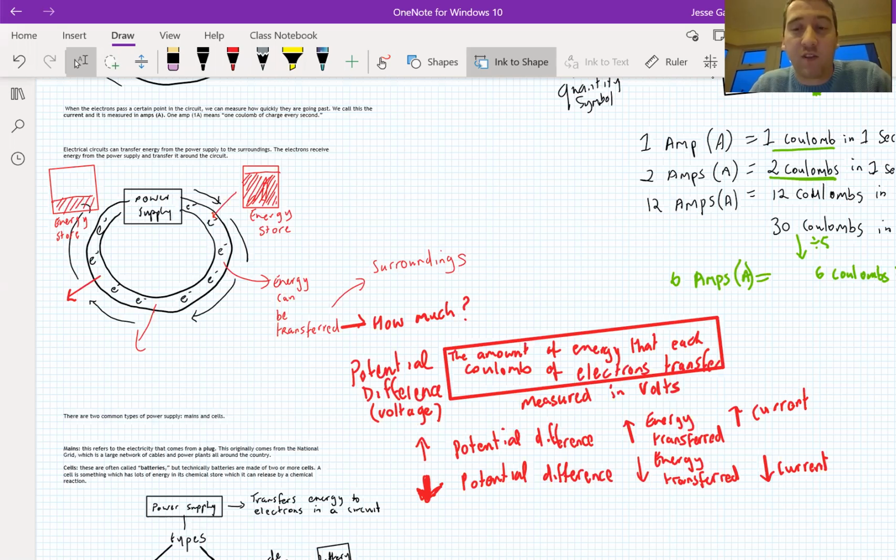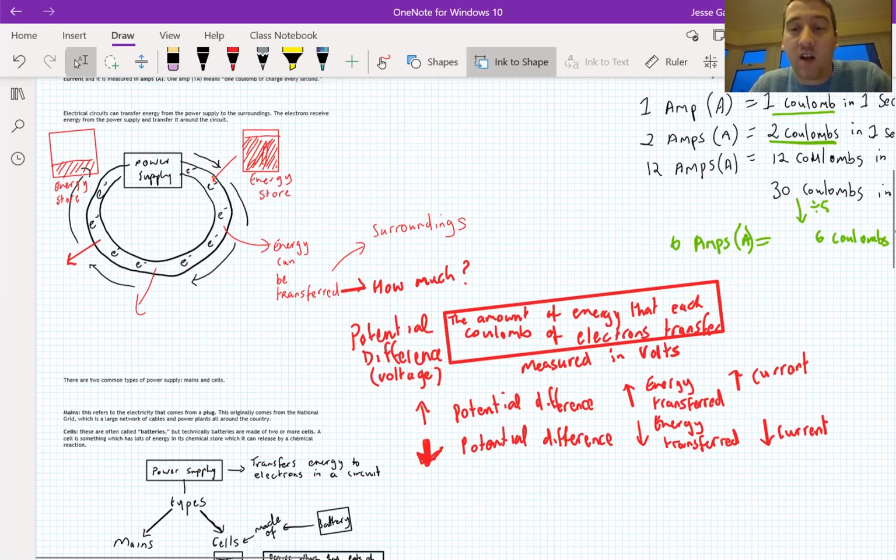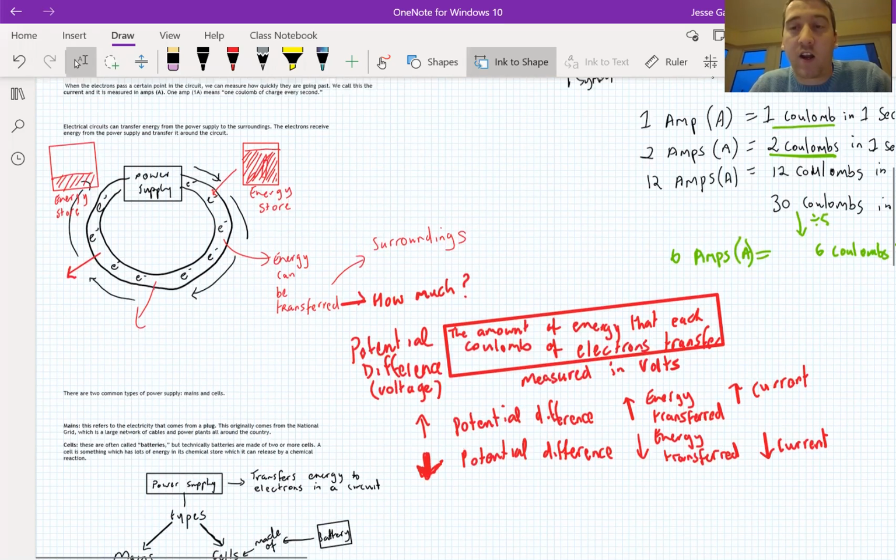Voltage or potential difference is measured in volts. So a higher amount of voltage means more energy is being transferred and a higher current.